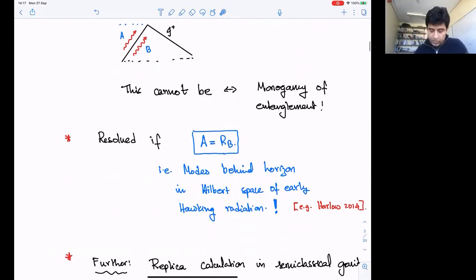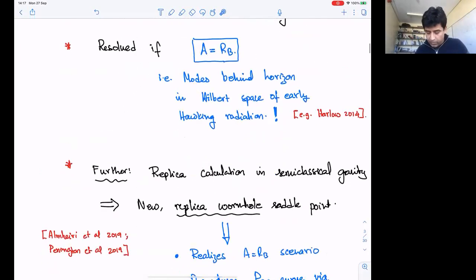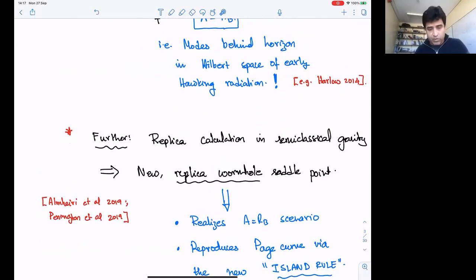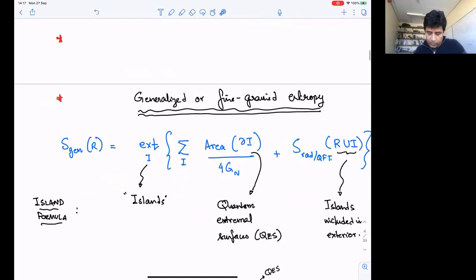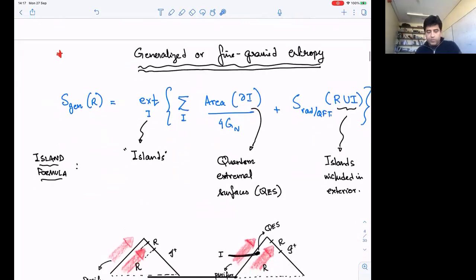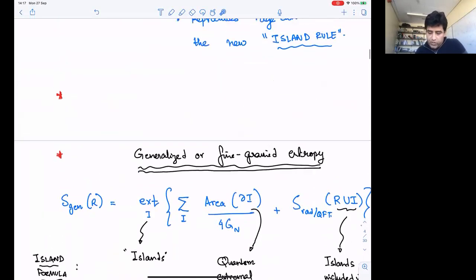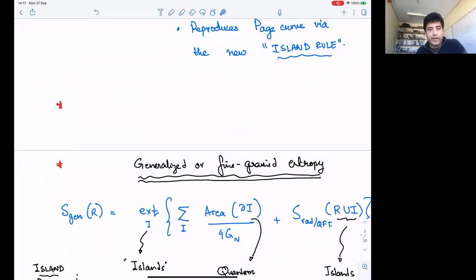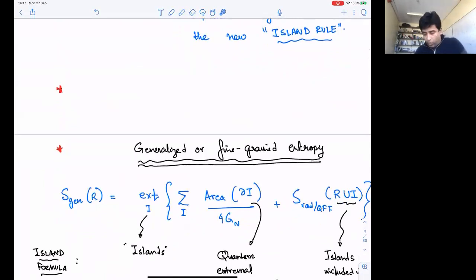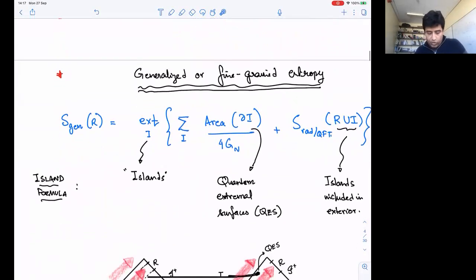It resolves this monogamy of entanglement problem, but it also helps to turn around the Page curve. Okay, so let's just briefly review what the formula for this generalized entropy is, which goes by the name of the island rule, which is what we use when we compute the entanglement entropy of Hawking radiation, the von Neumann entropy.